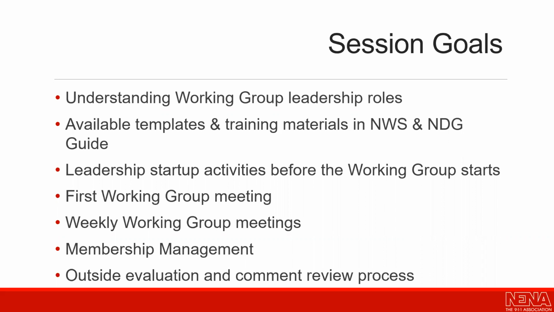What do you do when somebody hasn't been attending? What are their different roles, as far as being an active workgroup member versus an authorized observer? How do you demote them, so to speak, as far as their responsibilities? And what do you do if somebody comes in the middle of the process? How do you onboard them? And then there's the outside evaluation and comment review process. Once your document's written, how do you get it to that goal line?